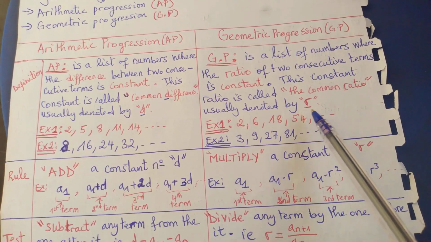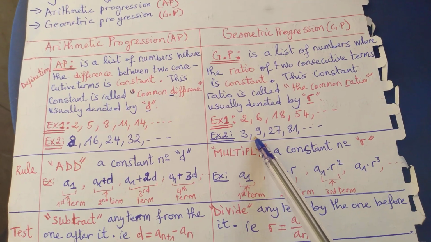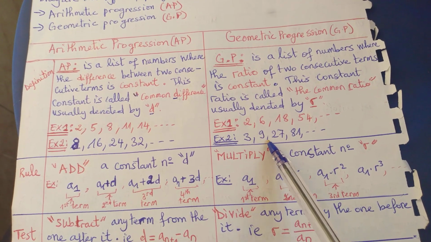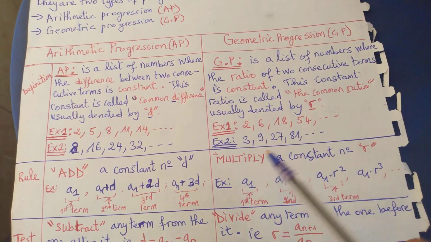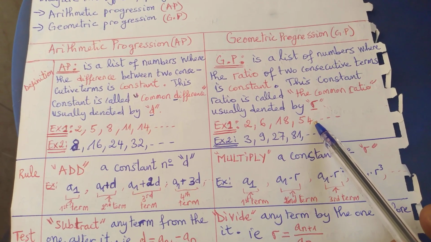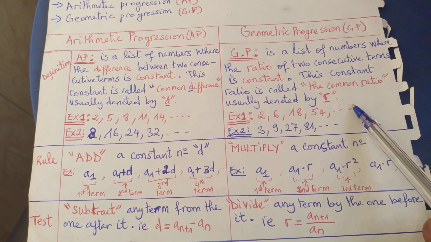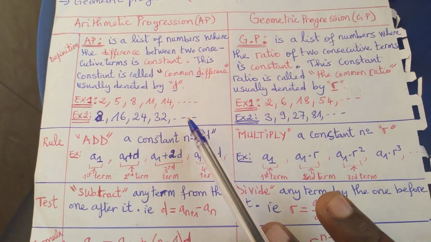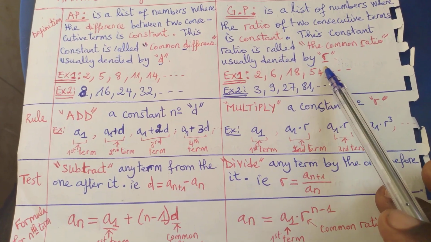So you have a common constant, which is the common ratio. The same here, if you divide 9 by 3, it gives you 3. 27 divided by 9 gives you 3. You see that the number is constant. So it's a common constant, which is called common ratio. Good. So we know how to obtain the common difference denoted by d and the common ratio denoted by r.